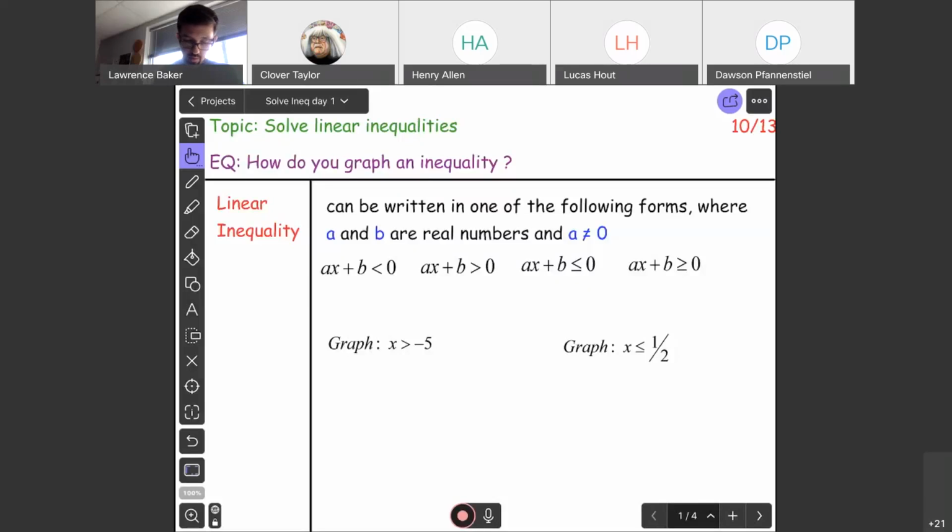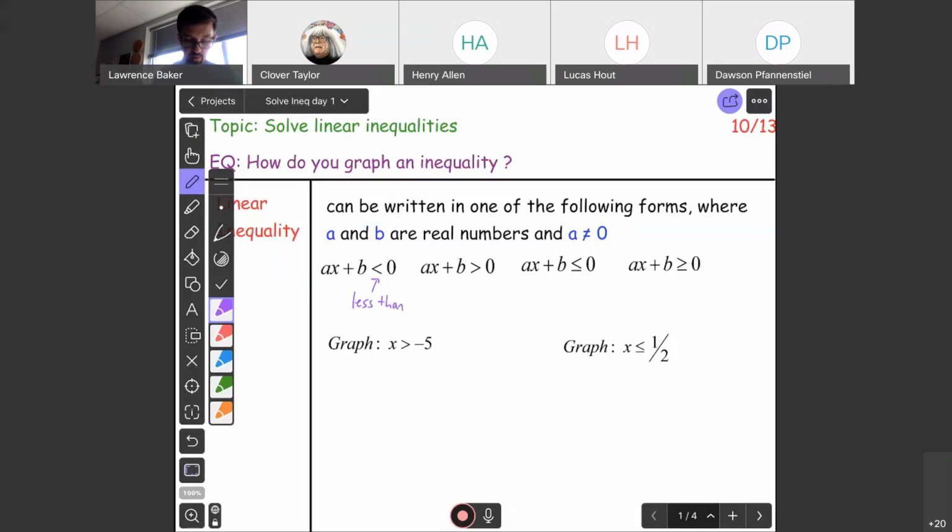So just quick reading. Linear inequalities written in this form, or these forms. It's just saying a and b are real numbers, as long as a is not zero, because if a was zero, then this x term wouldn't exist, and then we wouldn't really be talking about a line anymore.